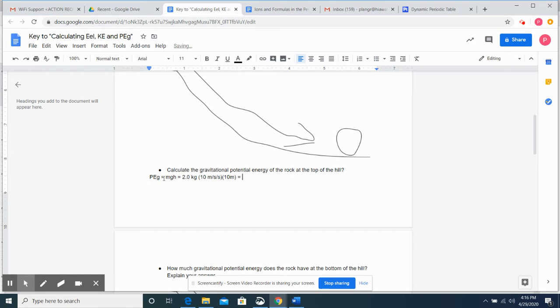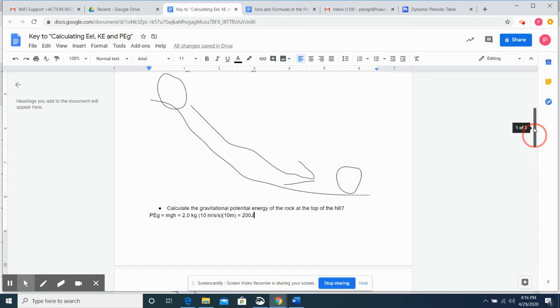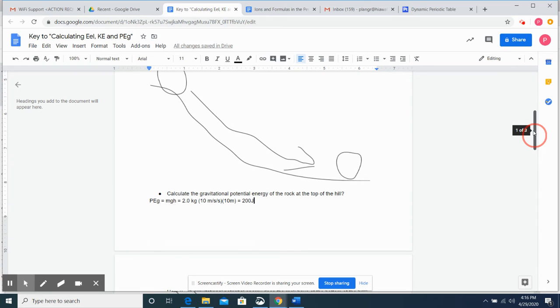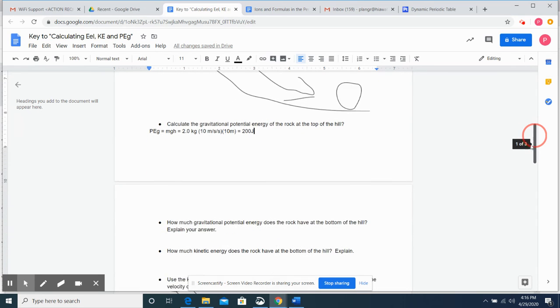And what were the units? You could either write the units as newton meters. That would be fine. Usually we write this as joules. And so 200 joules is our answer for that question. 200 joules of energy will be in that rock at the top of the hill. Stored potential energy, gravitational potential energy.